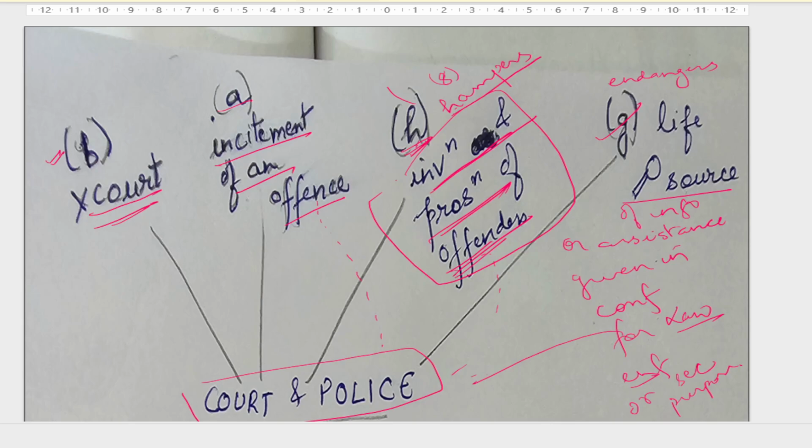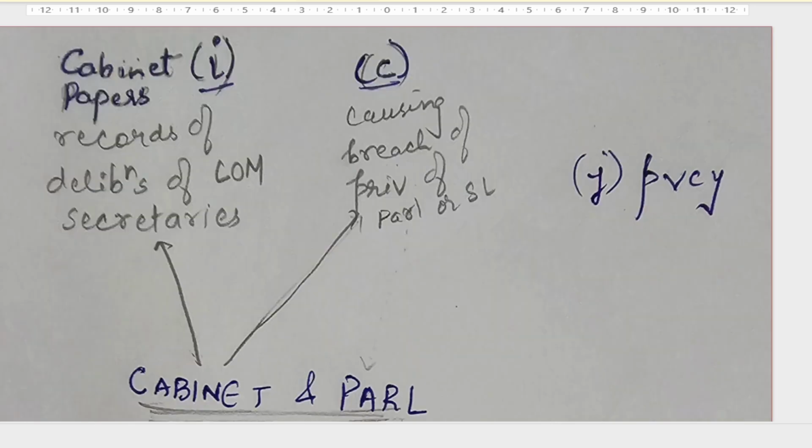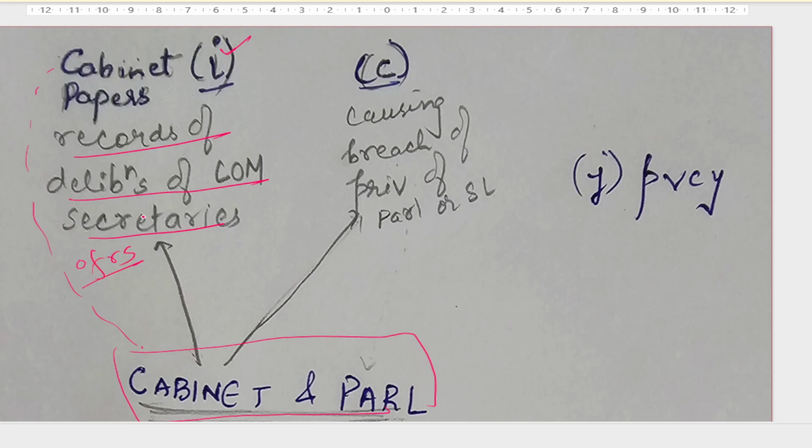Now we go to the next group for memorizing. The next group relates to cabinet and parliament. So these two are related to cabinet and parliament. Cabinet papers under subsection I of Section 8, records of deliberations of the council of ministers, secretaries and officers, are exempted from disclosure under subsection I of Section 8 of the RTI Act.